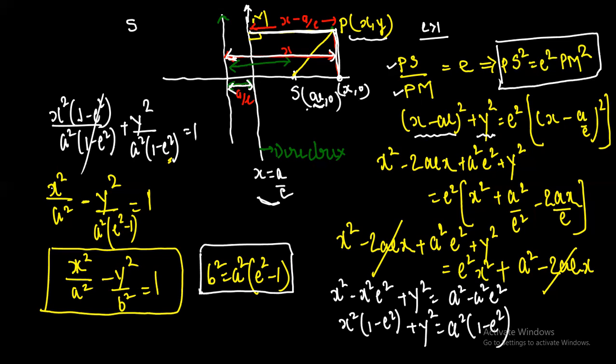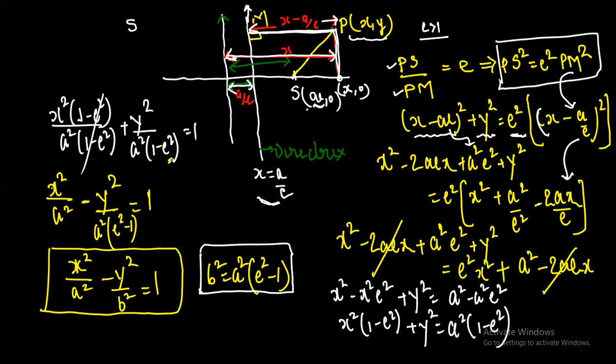So PS square is x minus a whole square plus y square is equal to e square into x minus a by e whole square, PM square, this one. Square it, x square minus twice ax plus a square plus y square is equal to e square into x square plus a square by e square minus twice ax by e.